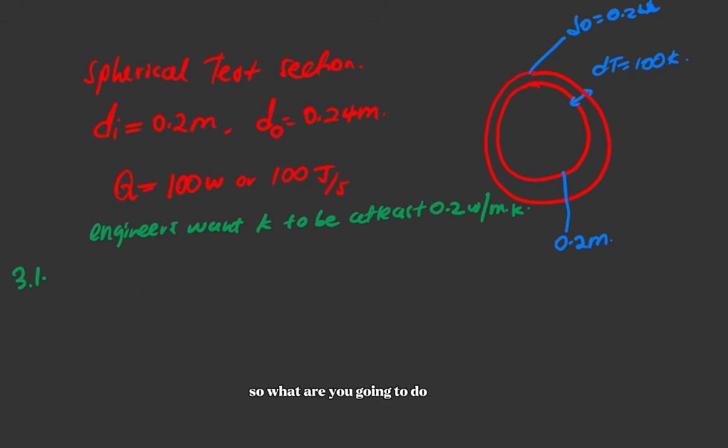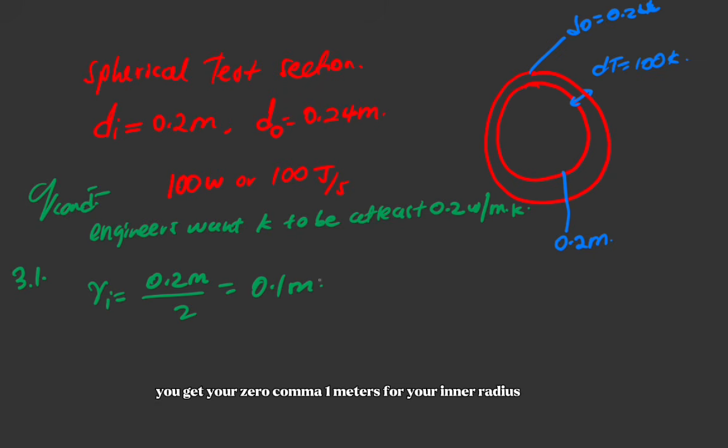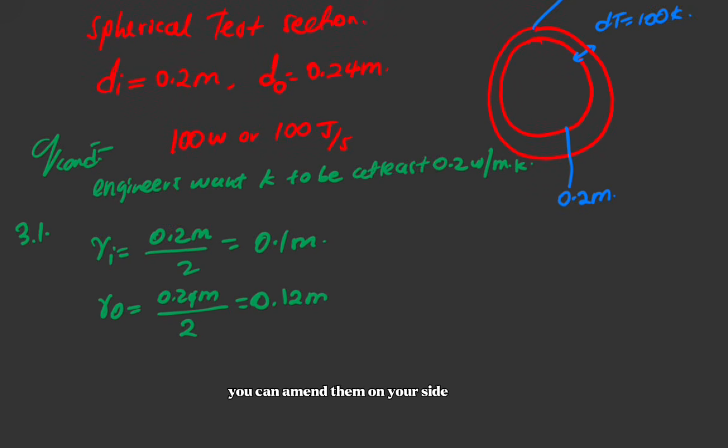So what I'm going to do, we're just going to say that this is a Q of conduction. It's a small q, just like we've always been mentioning that the big one will always be the flux. So my inner radius is equal to 0.2 meters. You divide that by 2, you get 0.1 meters for your inner radius. Your outer radius is equal to 0.24 meters. You divide that by 2, you get 0.12 meters. If I'm making any mistakes here, you can amend them on your side.